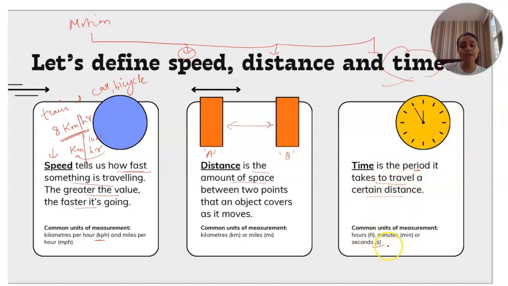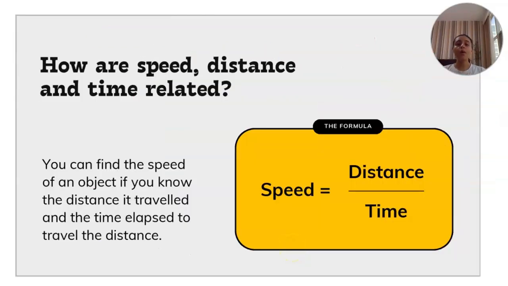Always write the SI unit with the answer. It can be hour, minutes or seconds. Likewise in distance, we already know that we calculate in kilometers or meters. Okay. All right. So how are speed, distance and time related? In order to calculate the motion, which is speed, distance and time, we have a quick formula.